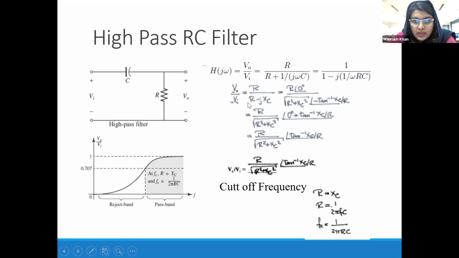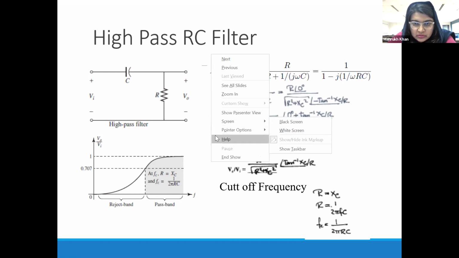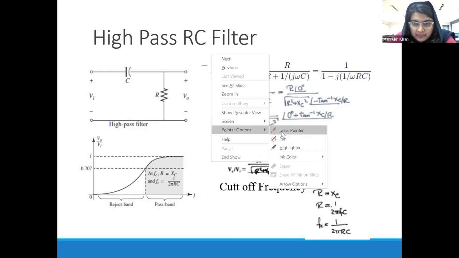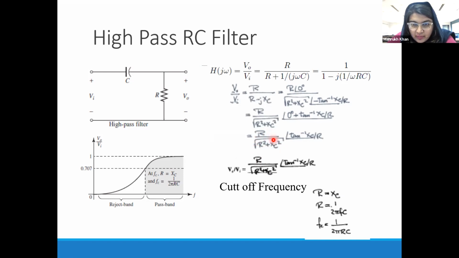Now, if you see this term again, they move j up and say that this is XC. So if you try to find the magnitude, its magnitude is this, and its angle is this, right? So if you have to find the magnitude of V naught over VI, you will calculate using this formula. Can you see my mouse? Yeah. Okay. You can use this formula, and the phase can be determined using this formula.